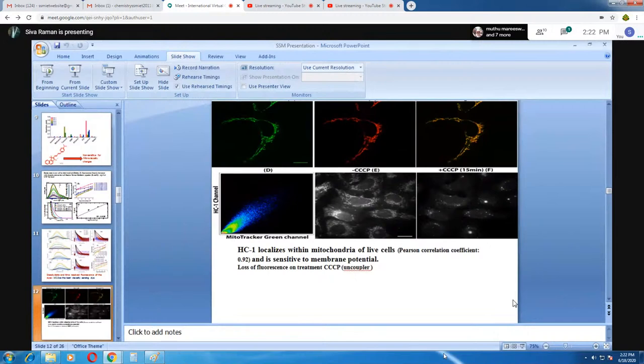We got a Pearson correlation coefficient of 0.92. The Pearson correlation coefficient is nothing but how well both the dyes match, how both the dyes attach to the mitochondrial membrane. Then CCCP treatment: CCCP is an uncoupler. If we add CCCP to the mitochondria-stained cells, the mitochondria will lose the dyes, so loss of fluorescence will be observed. If the molecule comes out of the mitochondria, we observe loss of fluorescence when treating the HC1-stained cells with CCCP.